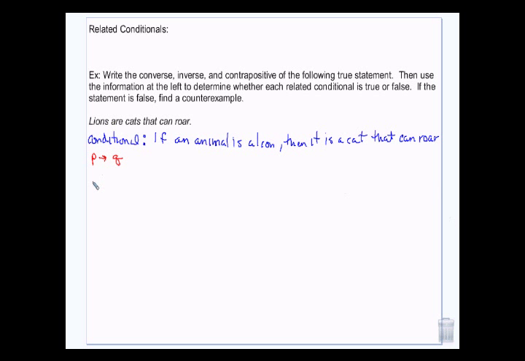Our converse, that's where we flip it. So Q first, then P. So if an animal is a cat that can roar, then it is a lion. I should have written that in black. Oh well.